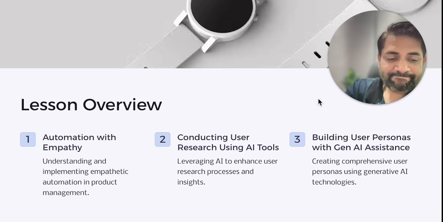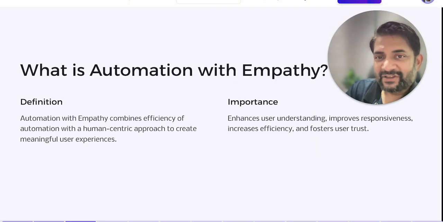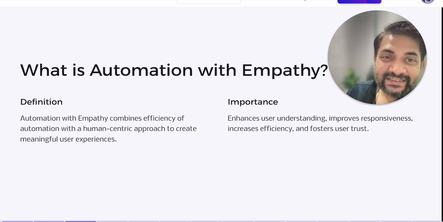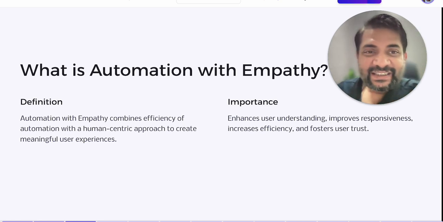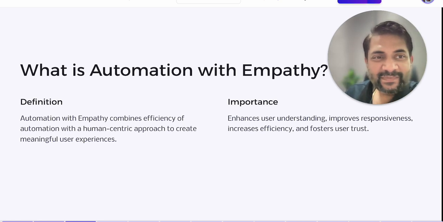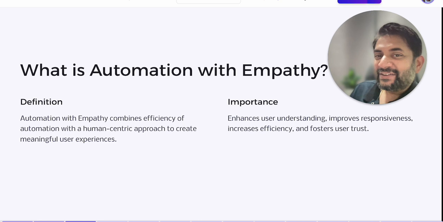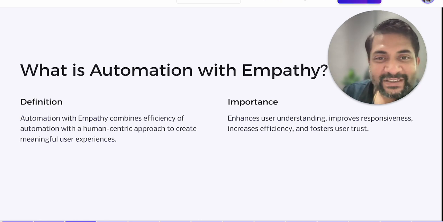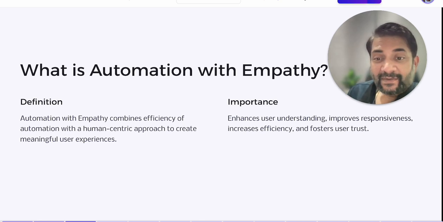Starting with, what is automation with empathy? Automation with empathy refers to the use of automated tools and technologies to enhance the understanding and responsiveness to user needs and emotions. It combines the efficiency of automation with the human-centric approach of empathy to create meaningful and personalized user experience. But why is automation with empathy important?